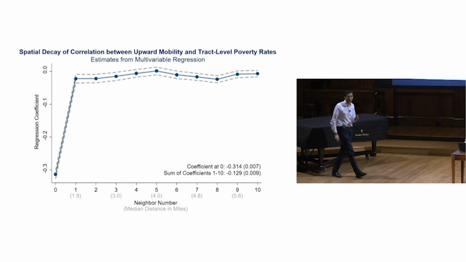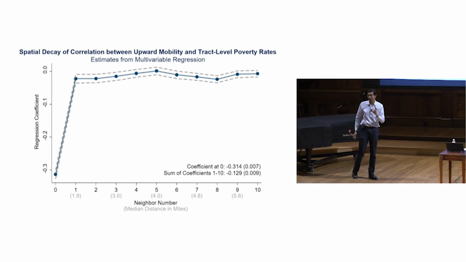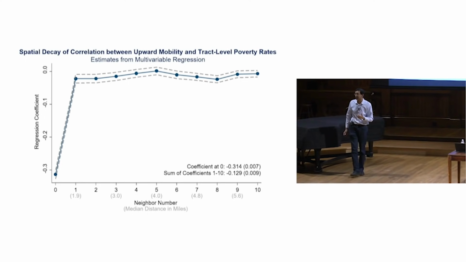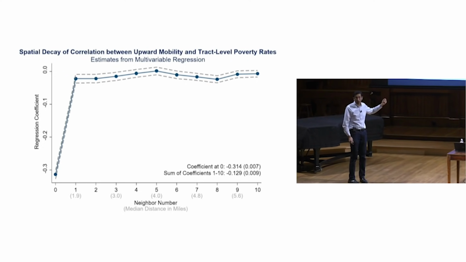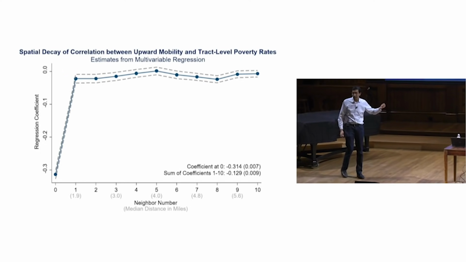That is a useful question to study because it gives you a sense of the scale at which you should be trying to tackle this problem. If poverty rates matter at a super local level, then you want to think about policies that vary very locally, whereas if poverty rates matter more at like the metro area level, you'd think about a different set of solutions, okay? So what we're doing in this chart is trying to answer that question.